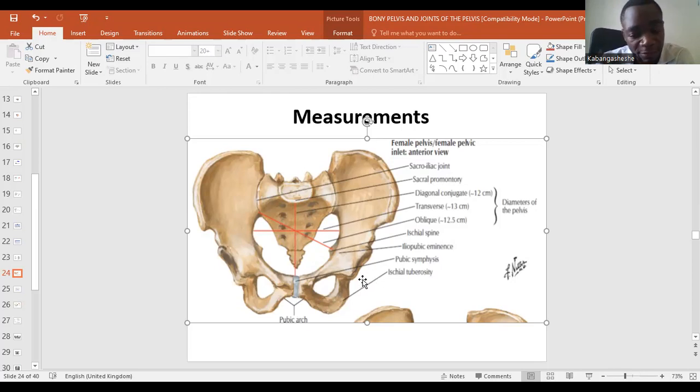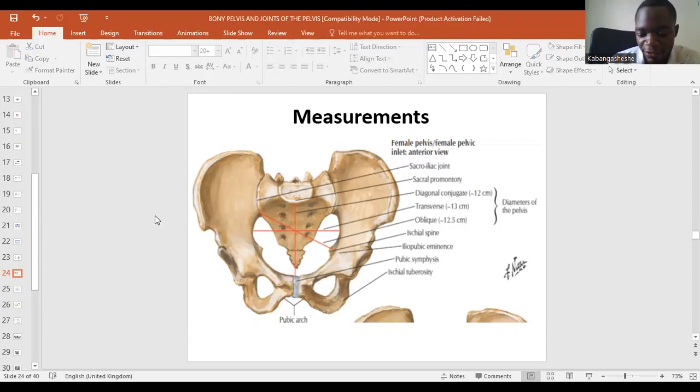So those are the three most important measurements. In addition, we can also throw in the oblique diameter, which is about 12.5 centimeters, but still it is the transverse diameter on the inlet that is widest. And therefore the head of the baby should turn in respect to the widest diameter. So that's it about the innominate bone, which is a hip bone.